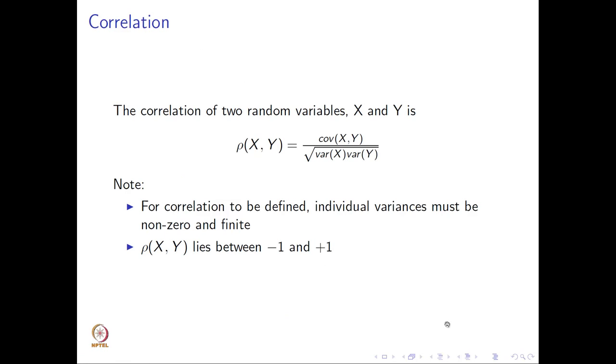Closely related to the concept of covariance is the concept of correlation. The correlation of two random variables x and y is nothing but the covariance of the two random variables x and y divided by the square root of the product of their individual variances. Basically, correlation is a normalized version of covariance. So the correlation will always be between -1 and 1. Also, since we use the variance of the individual random variables in the denominator, for correlation to be defined, individual variances must be non-zero and finite.